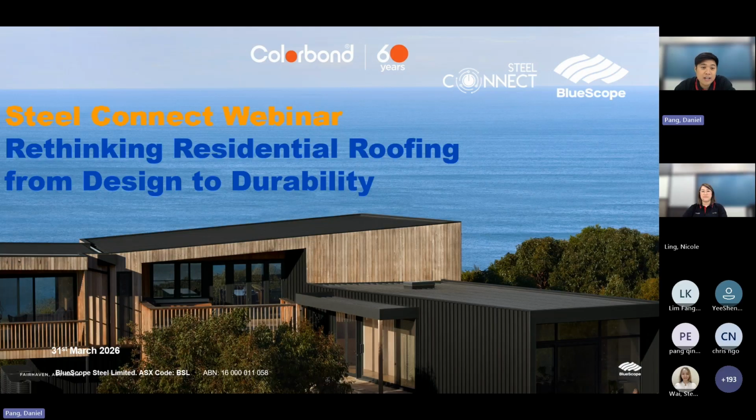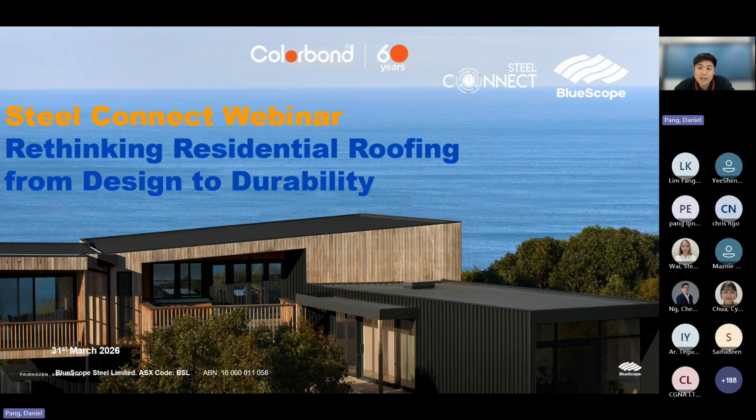Today we will be exploring residential roofing, from design consideration to long-term durability, in comparison between the materials of tile and steel.